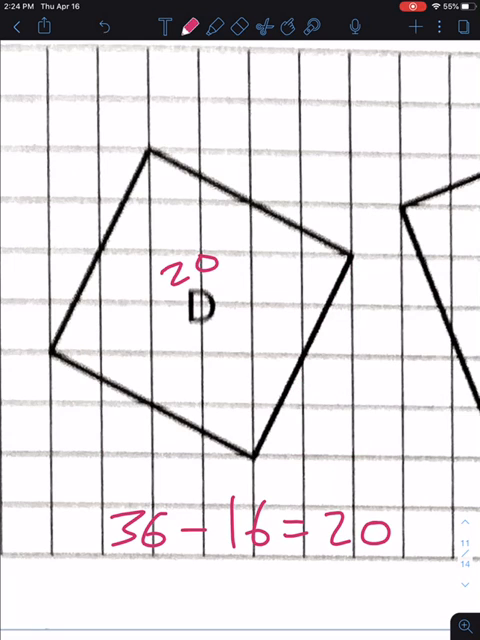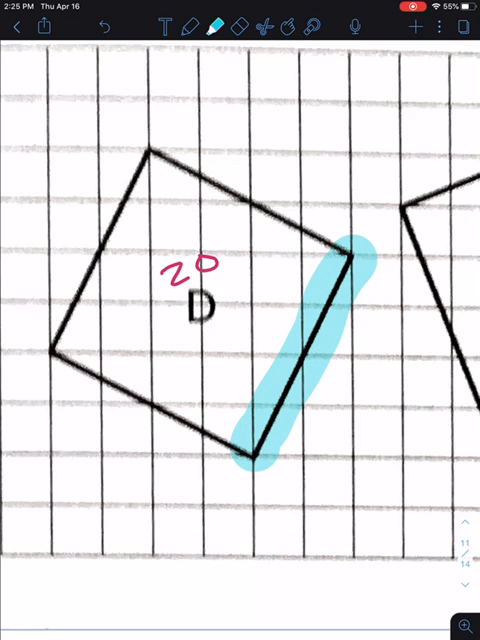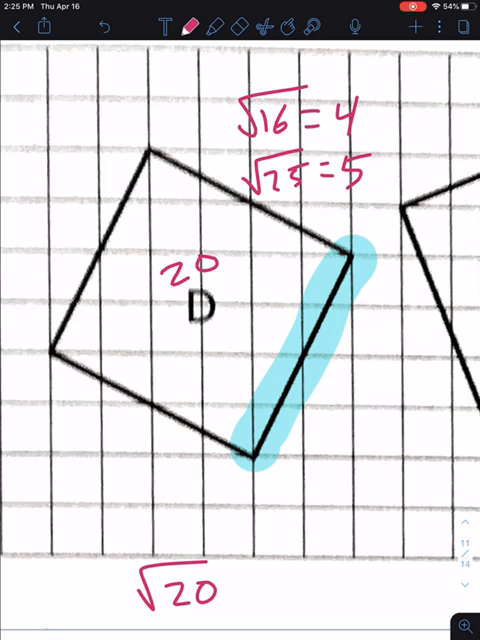All right, great. So all we have to do now to find the length of this side, or of any of the sides, is just do the square root of 20. Now, if I want to estimate, I know that 16 is a perfect square, which is equal to 4. The square root of 25 is 5. So 20 falls somewhere between 16 and 25. So I'd imagine it would be around 4.5, or anywhere in between 4 and 5, really.